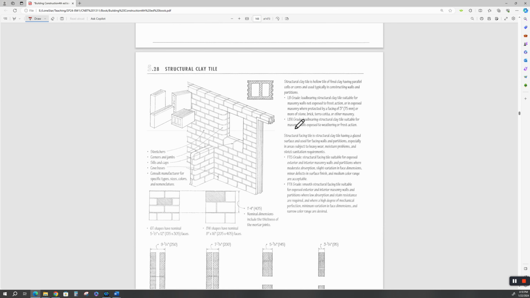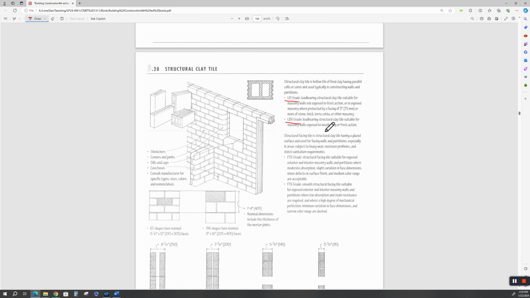All right, structural clay tile. Structural clay tile is hollow tile of fired clay having parallel cells or cores and used typically in constructing walls and partitions. Now, there's an LB grade and there's an LBX grade, okay? LB is load-bearing clay tile suitable for masonry walls not exposed to frost action or in exposed masonry where protected by a facing of 3 inches or more of stone, brick, terracotta, or other masonry. In other words, there's a veneer on it, okay?